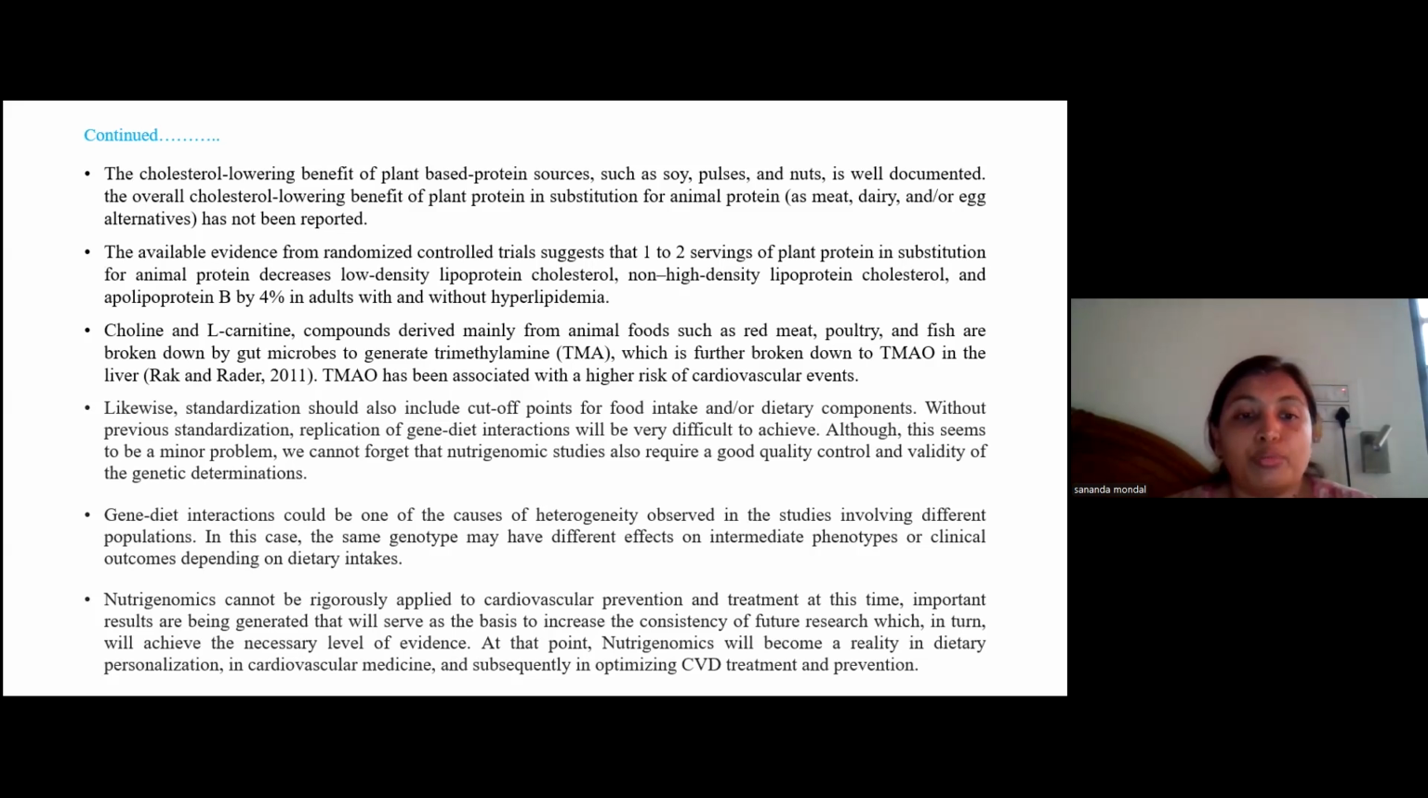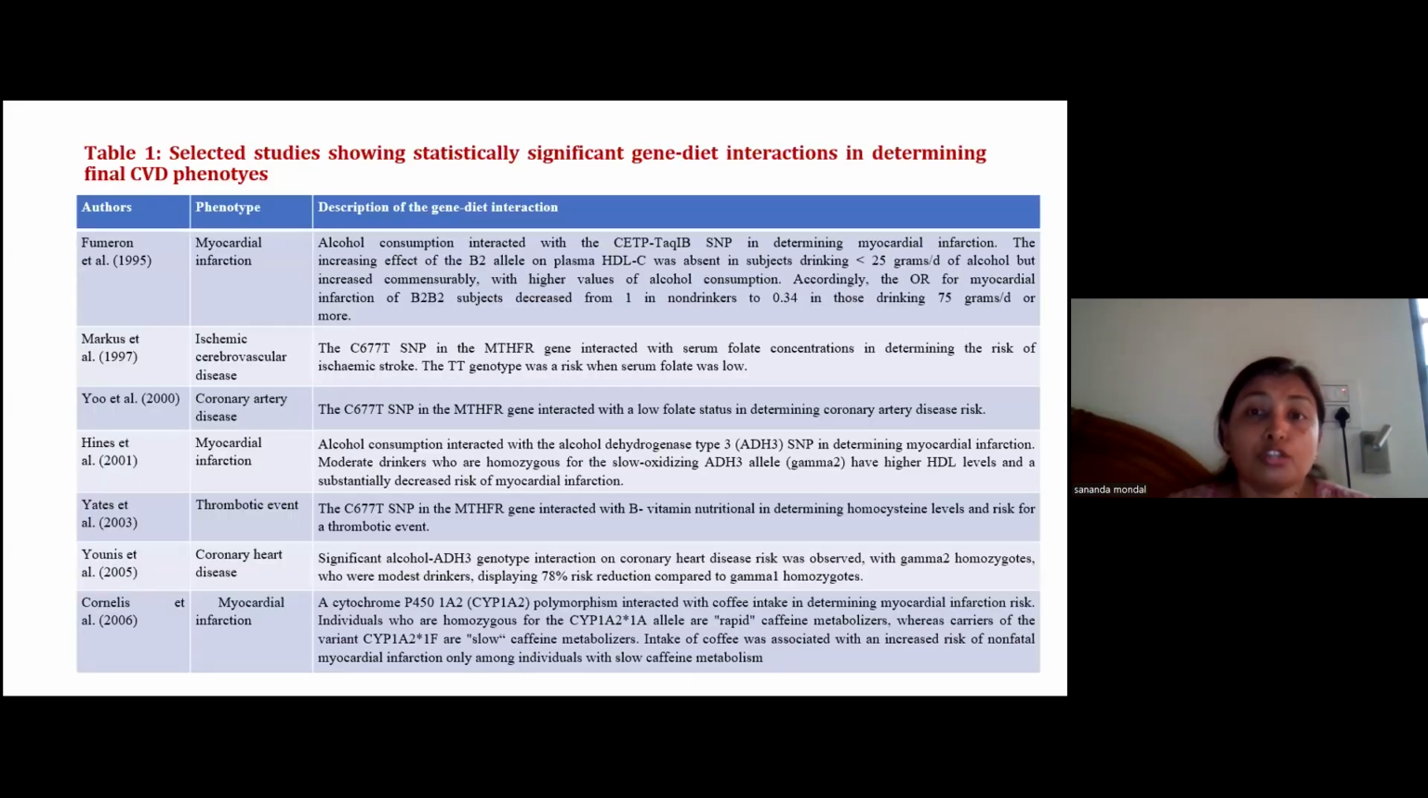So nutrigenomics cannot be rigorously applied to cardiovascular prevention and treatment at this time, and important results are being generated that will serve as a basis to increase the consistency of future research, which in turn will achieve the necessary level of evidence. At that point, nutrigenomics will become a reality in dietary personalization in cardiovascular medicine and subsequently in optimizing cardiovascular treatment and prevention. So there are a few studies related to gene-diet interactions, which determine how this kind of interaction may help in the prevention of cardiovascular diseases.